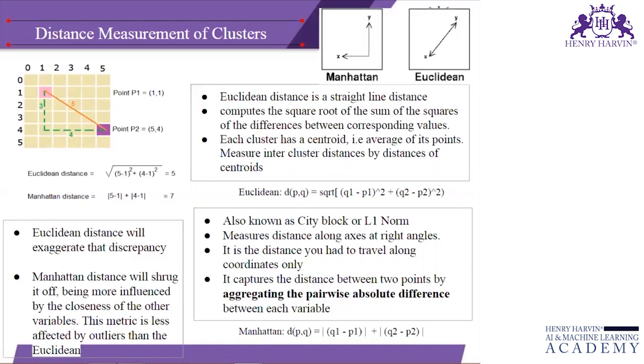So what happens is Euclidean distance will exaggerate the discrepancy. Discrepancy here means if there are scattered points near the centroids, it will exaggerate the discrepancy that will be calculated in the distance. But if we are calculating Manhattan distance, it will shrug it off, being more influenced by the closeness of other variables. So this metric is less affected by outliers than Euclidean.